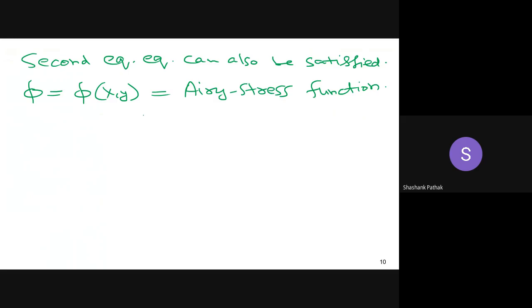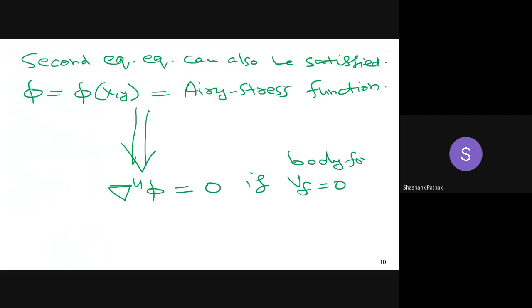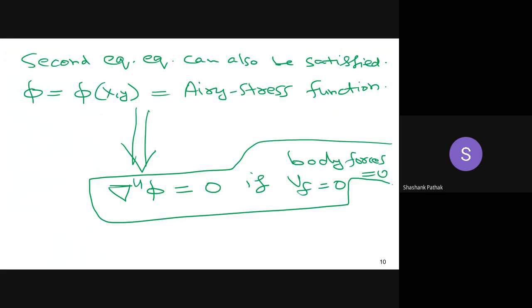Now it can be shown, because we have also learned the compatibility conditions of strain. From stress, you can assume some kind of deformation, and then strain, and then you can apply the compatibility conditions with a lot of mathematics. Finally it can be shown that grad 4 phi will become 0 if Vf is equal to 0, or body forces are equal to 0. So this is a very important relation.